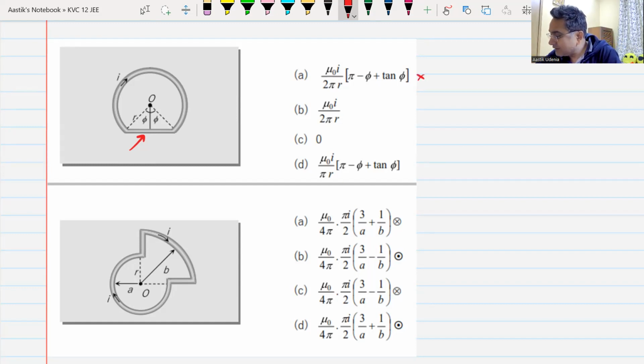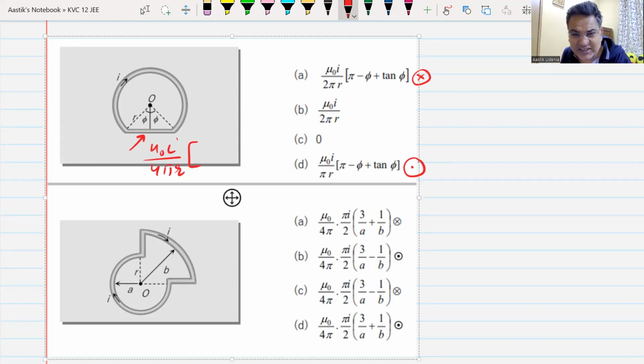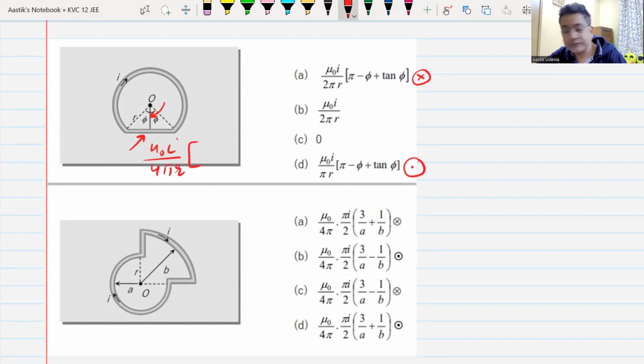I think one is inside and one will be outside. The magnetic field due to the entire thing is going inside. Due to this wire, it is mu naught I by 4 pi r. Remember, r is not r here. R is, you have to find out this length. That will be r cos phi. Yes or no?